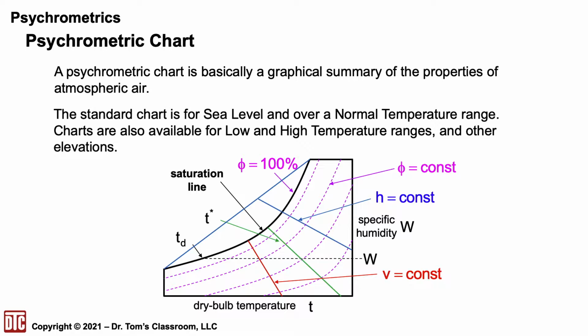And then I can read my values from a particular point by just moving on my chart with lines of constant, whatever the property is. And so if you have a point, you would measure W by going across horizontally to the right and reading the W. To read dew point, you would take that point and go to the left until you intersected the saturation line and read the temperature. If you're looking for wet bulb, you would follow the line of constant wet bulb up and read the temperature, and the same thing for enthalpy.